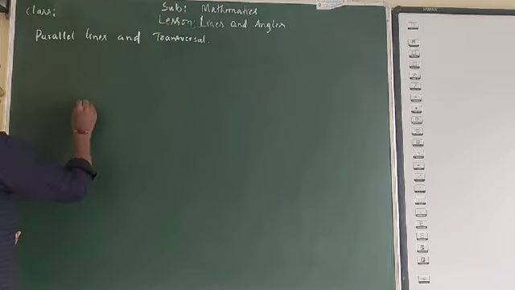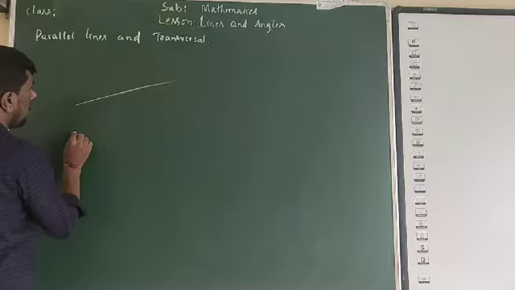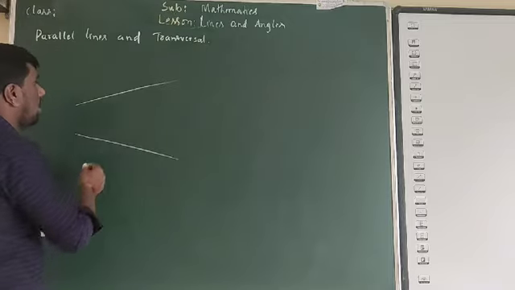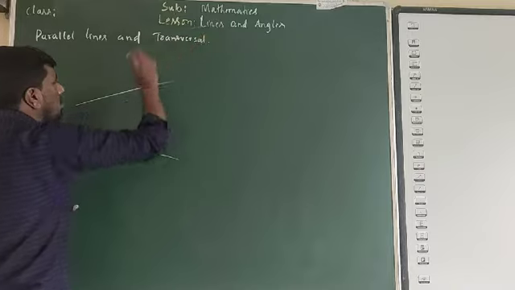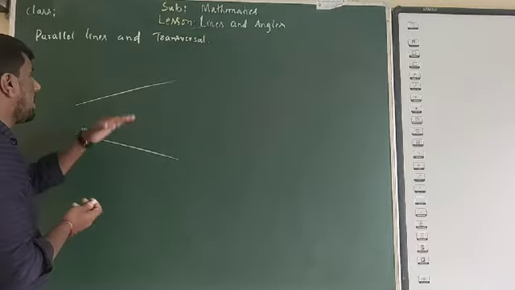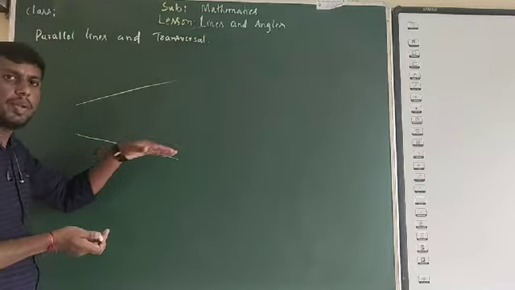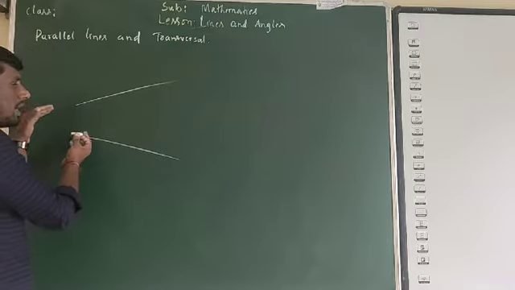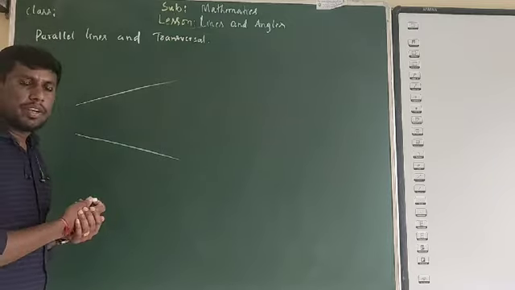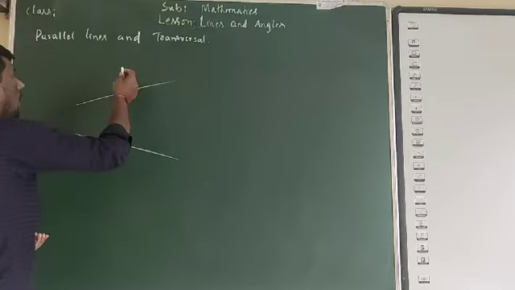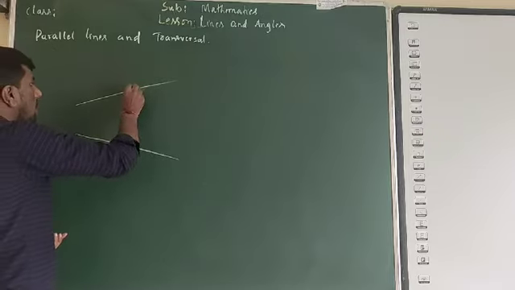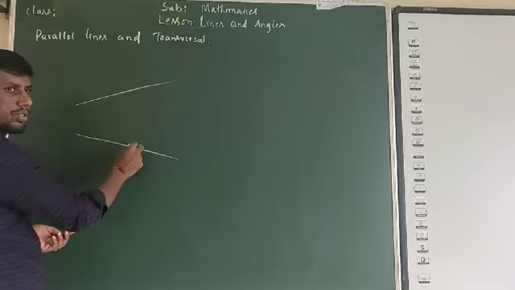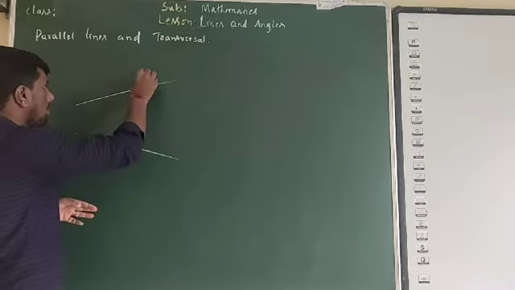Suppose I am having two lines. Of course, these two lines are not parallel. To understand the concept of transversal, I am drawing non-parallel lines. Of course, a transversal can be drawn on parallel lines also. But before that, we will take non-parallel lines and a transversal line, a line which intersects these two lines at two distinct points.